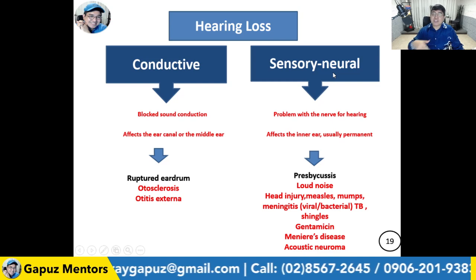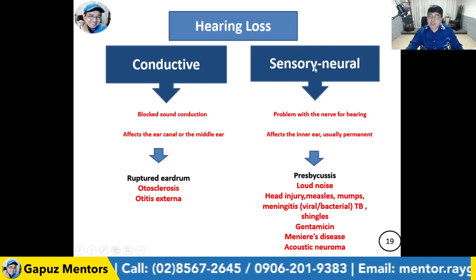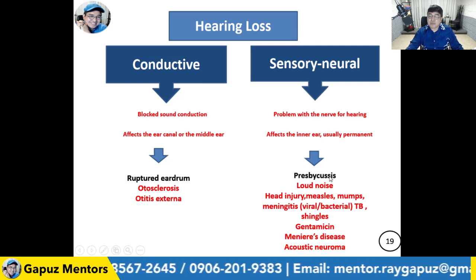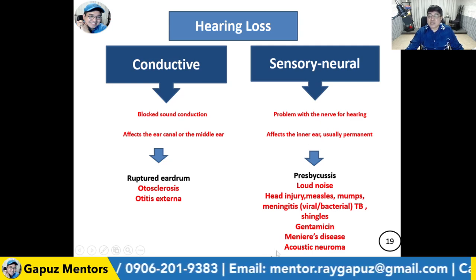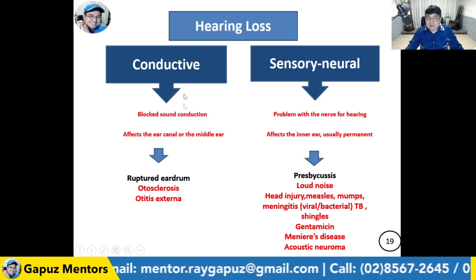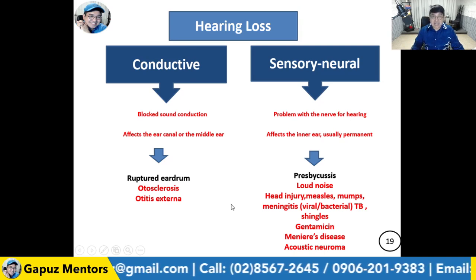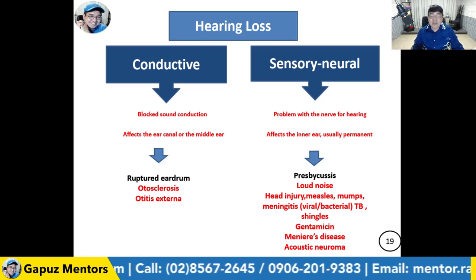Now, what if you have a select all that apply type of question, like sensorineural hearing loss occurs in which of the following conditions? Say, presbycusis, put a check, yes. Meniere's disease, yes. Acoustic neuroma, yes. Otosclerosis, no. That's conductive. Otitis externa, no. That's conductive. Okay? That's how you should study and reflect on this concept.